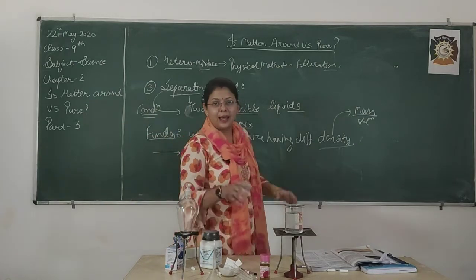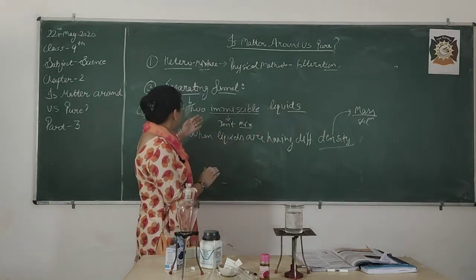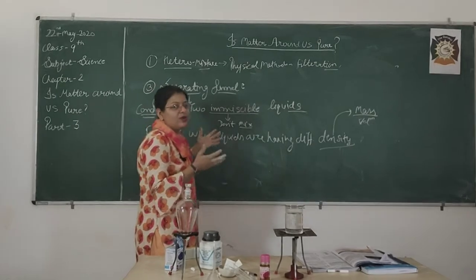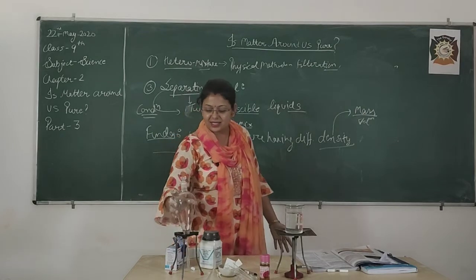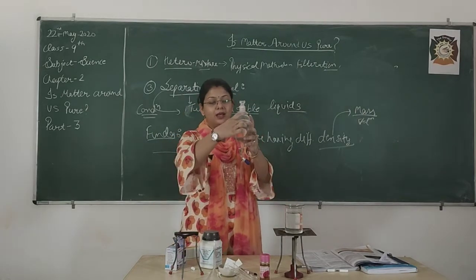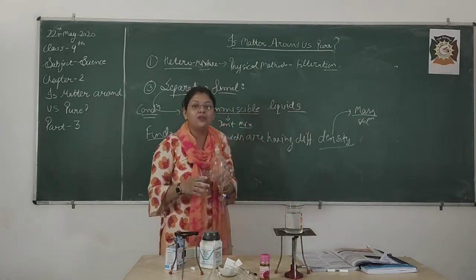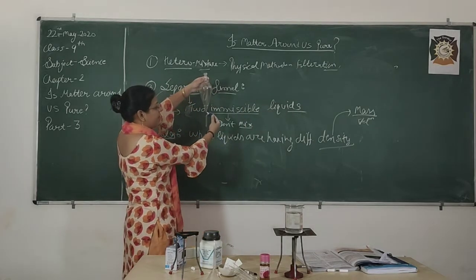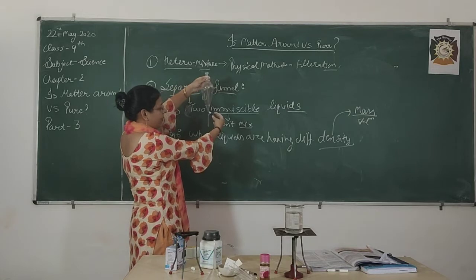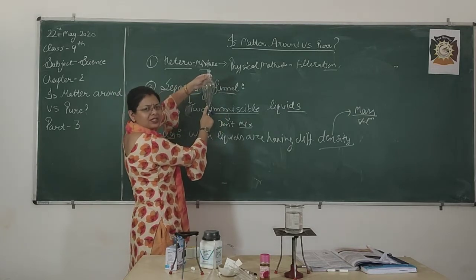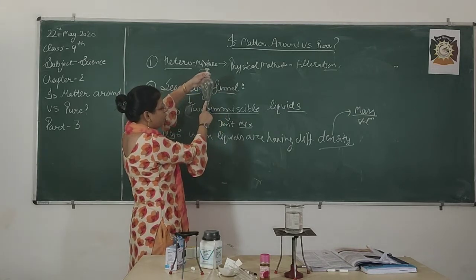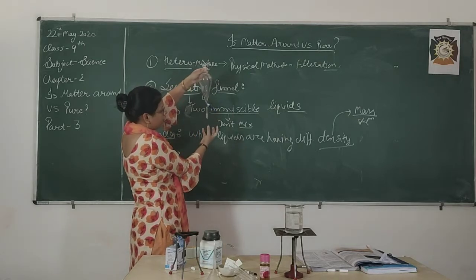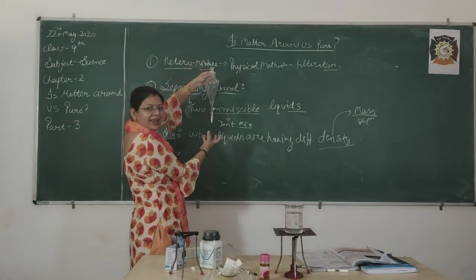So firstly, the apparatus. Have you seen the separating funnel? If not, then in today's lecture we will see. This is a separating funnel. In this separating funnel we have this knob. If I open the knob, this liquid, which is just water, comes down and I collect it in the beaker.